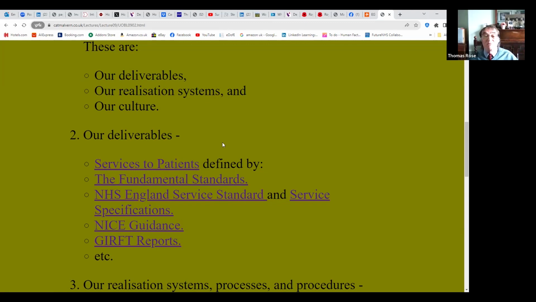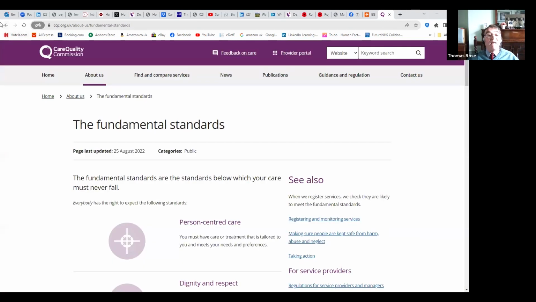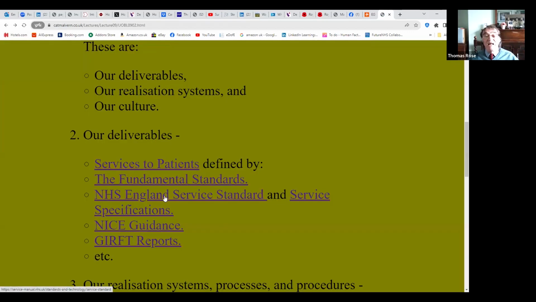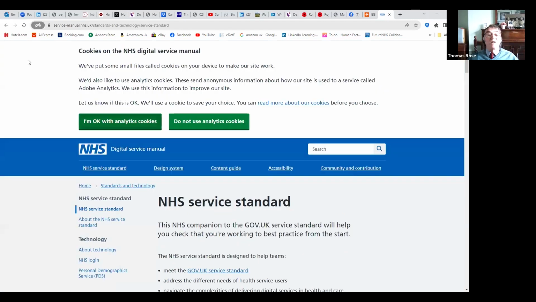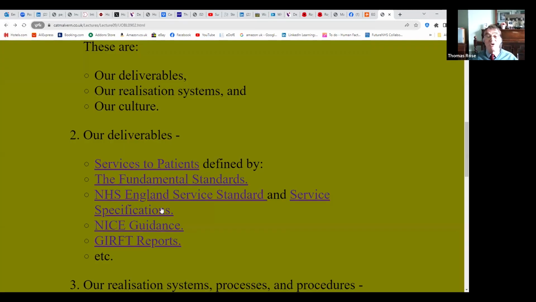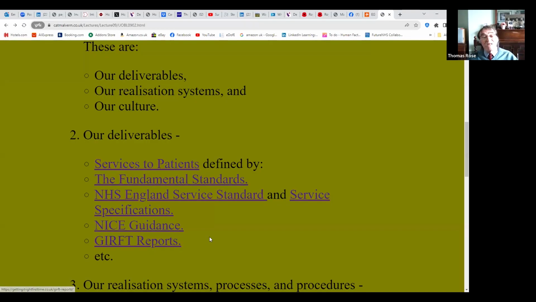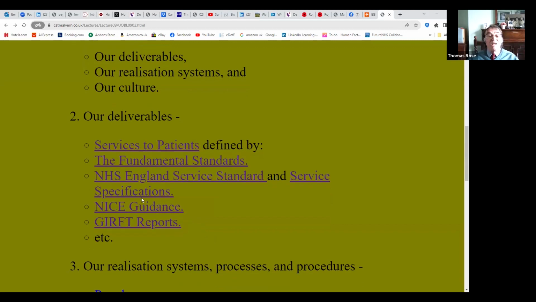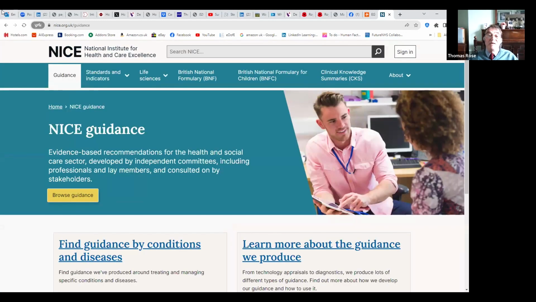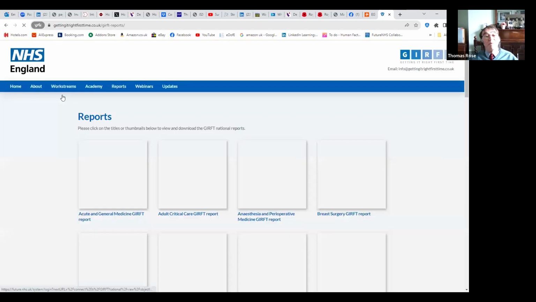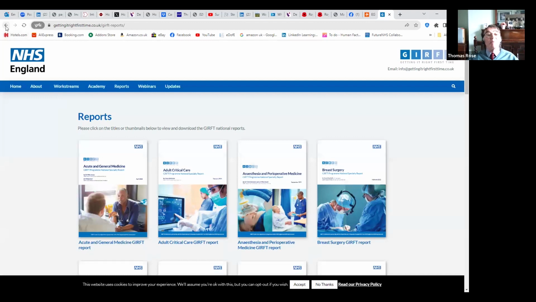That's another deliverable. The deliverables are defined by the fundamental standards, and they're all there for you to see. You're probably very familiar with them already. There's the NHS service standards and service specifications. I'm not going to spend much time looking at these because you all know that they're there and you can get access to them. But these are the things that define the services you offer. NICE is really important, I think, and I like the Get It Right First Time reports that are starting to come out and have been coming out for a while.